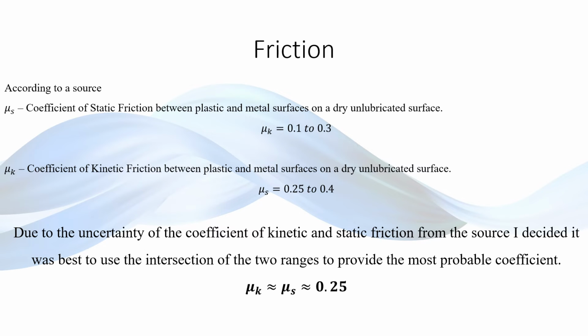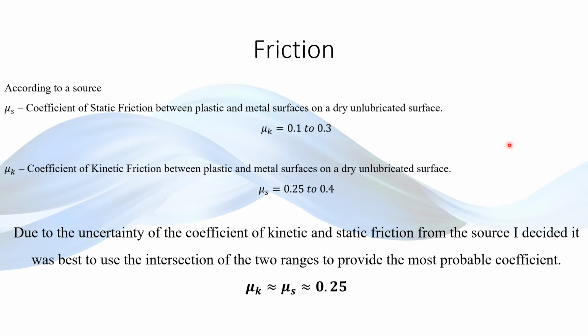One of the forces that we're going to have to calculate is the friction. From classical mechanics, we know that the force of friction is calculated by multiplying the normal force by the coefficient of kinetic friction. I decided to look up the coefficient of friction between plastic and metal, and to be honest, it was a little hand wavy here. There was such a huge range between the coefficient of kinetic and static friction that I decided to just use the intersection of the two to achieve a reasonable result.